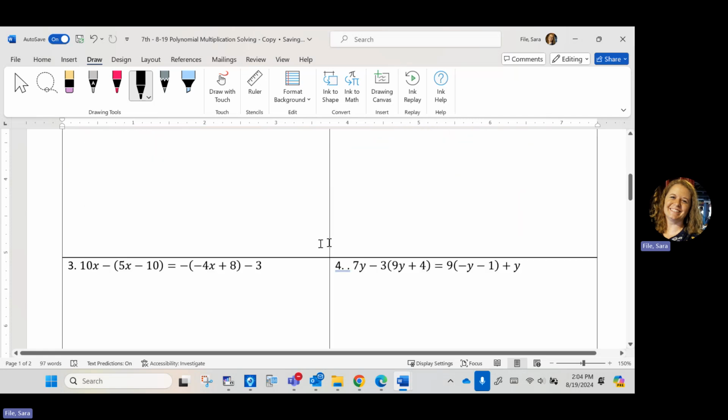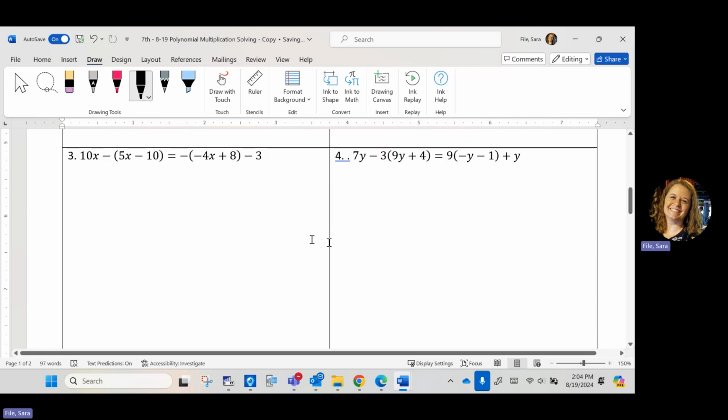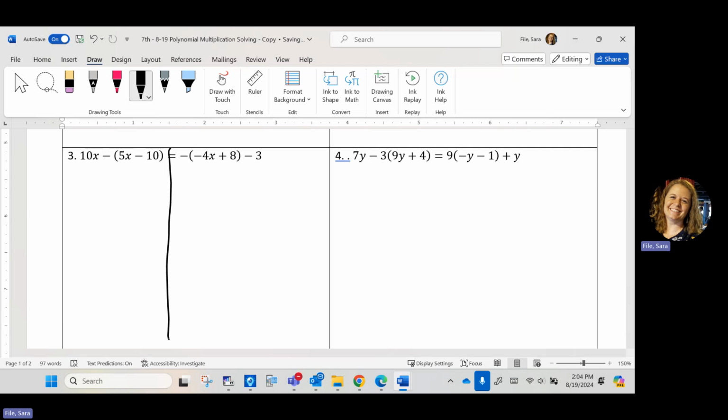All right, let's try another one. Okay, number 3, I'm going to go a little faster. I'm going to pick up the speed a little bit, but y'all can still stop me and ask questions if you need to. Okay, I've got distribution on both sides again. It's just the negative sign on both sides. So here this is going to become positive 4x. This is going to become negative 8. And then the minus 3 stays as is.